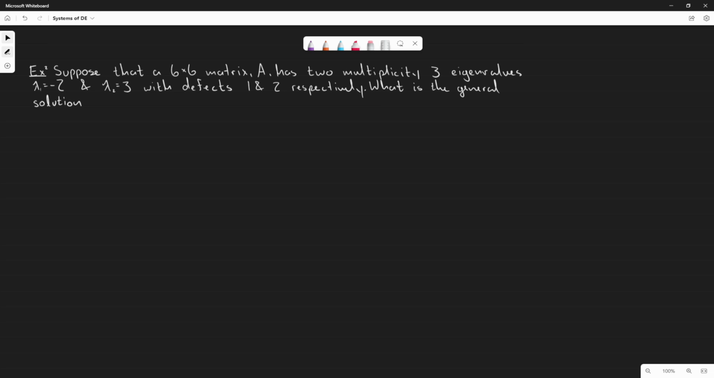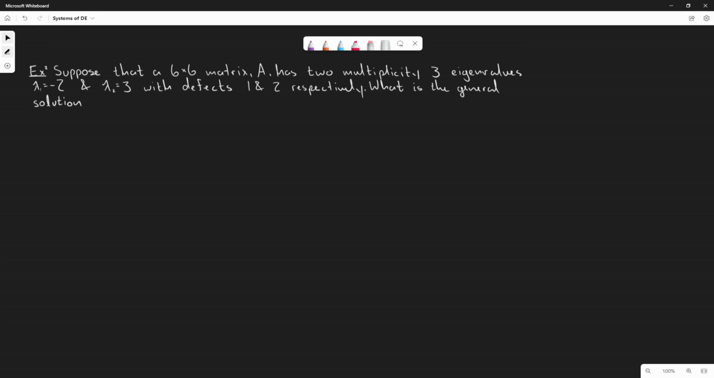So in terms of variables, this one is going to be pretty much an intro on how to deal with defective eigenvalues and how we will write the general solution, before we actually get into doing the actual work. In this example, we are given a 6x6 matrix called A, and it has two multiplicity 3 eigenvalues, lambda 1 being -2 and lambda 2 equal to 3, with defects 1 and 2 respectively, and it is asking us to write the general solution.